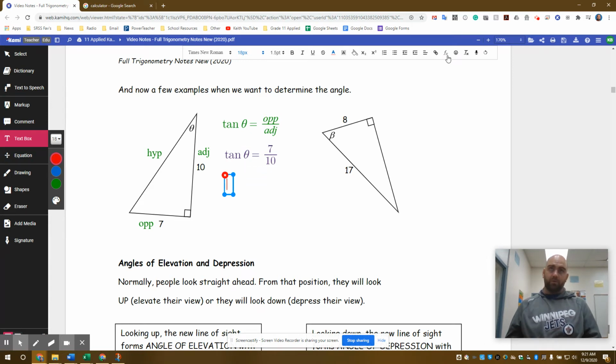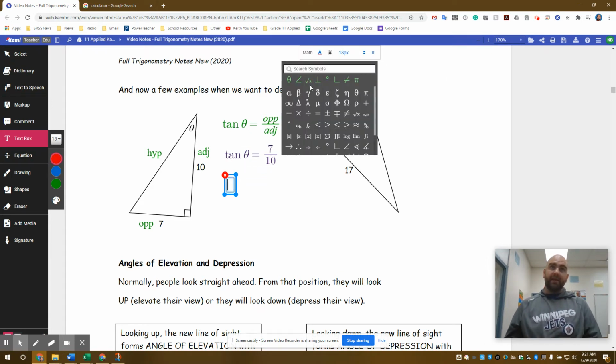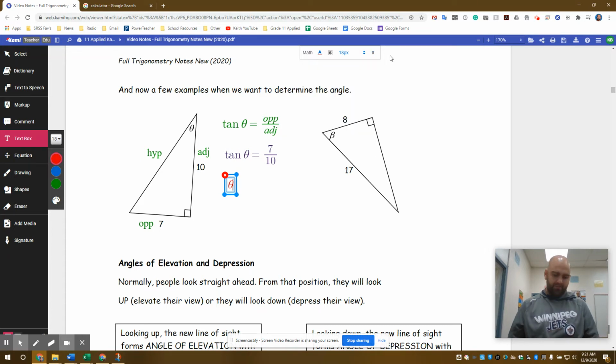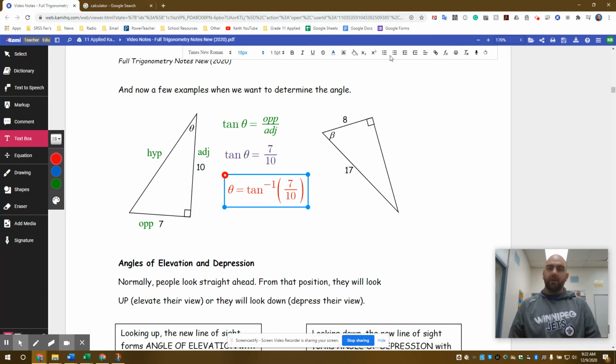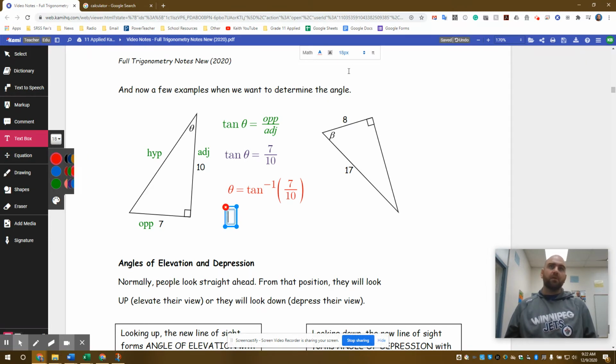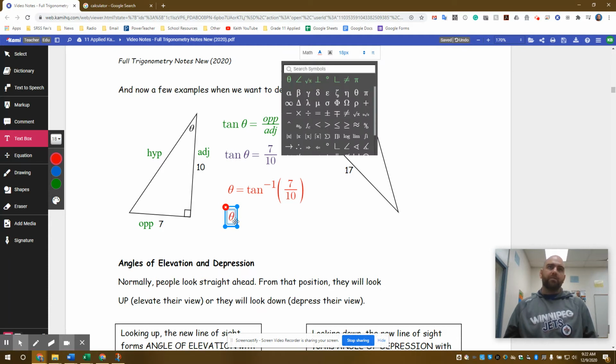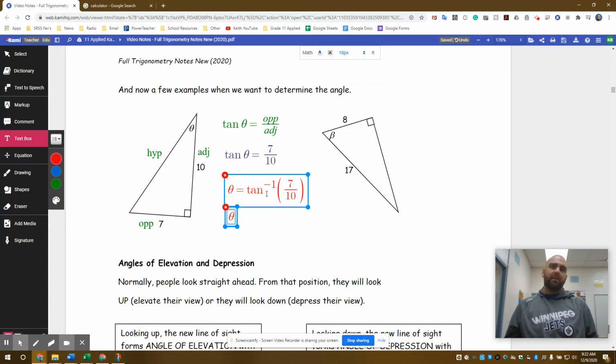And so the way that we're going to write that out is that theta is equal to the inverse, which is just tan negative 1, of 7 over 10. The way that I would recommend that you do this on a calculator is to do what's inside the brackets first, and then do second function of tan. I'm going to go through using the calculator and just show how I would do it.